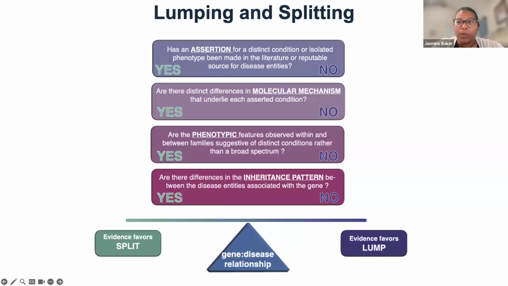Also, they're going to ask whether the conditions share a critical molecular mechanism. Next, they're going to look at phenotypic features that are observed between the families, suggestive of a distinct condition, or if it's a broad spectrum. And lastly, they're going to look at whether there are differences in the inheritance pattern between the diseases. And based on how our lumping and splitting teeter-totters on our little triangle, you're either going to say your evidence favors a splitting of these diseases in relation to this gene, or you're going to lump them together.